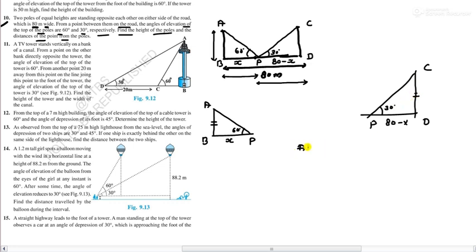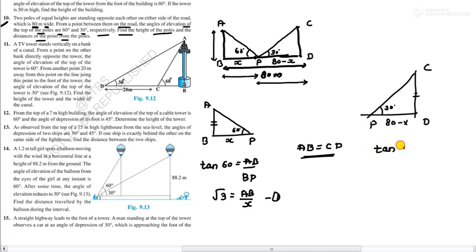Yeah, they have told AB is equal to CD. This is very important data which is given. So using this, we will solve this. So I'll use here tan 60. I'm doing it directly. So I'll get AB by BP. Tan 60 is root 3. So I'll get AB by X. This is the first case. Now tan 30 is CD by PD. Correct. So this is 1 by root 3 equals CD divided by 80 minus X.